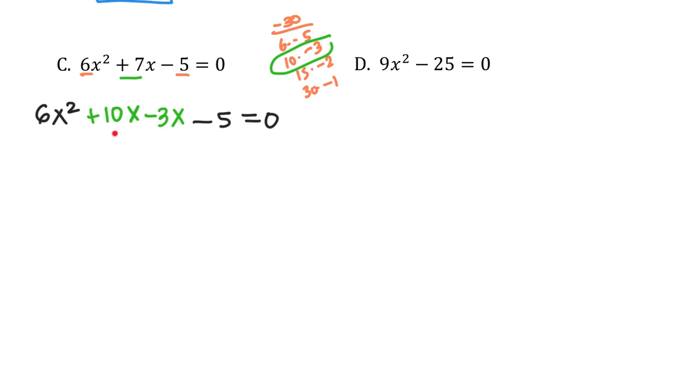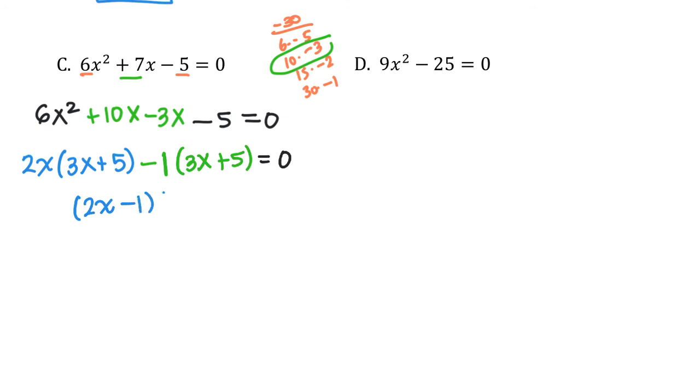Okay, let me check the first two terms. Between 6 and 10, I can divide them both by 2, and they both have an x. 2x times 3x is 6x to the second. 2x times 5 is 10x. I'm going to bring down the minus sign. Between 3x and 5, I can only take out a 1. Negative 1 times 3x, negative 1 times 5. I have a common factor, which is a good thing. Okay, so I'm going to write it in factored form. 3x plus 5 equals 0.